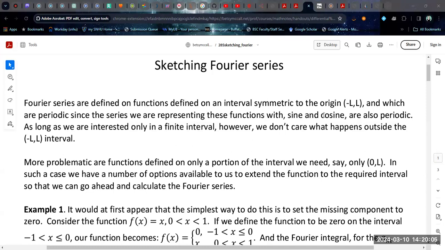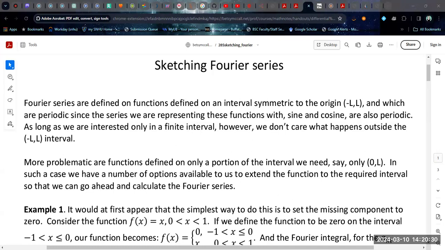So this is how we can represent these functions with sine or cosine, because they are also periodic. So as long as we're only interested in a finite interval, we don't really care what happens outside that interval. We're imagining that it's periodic, but really what we're concerned with is what's going on between this period of the definition between negative L and L.